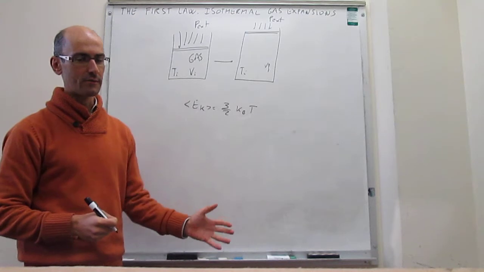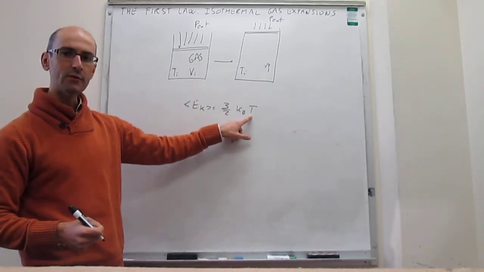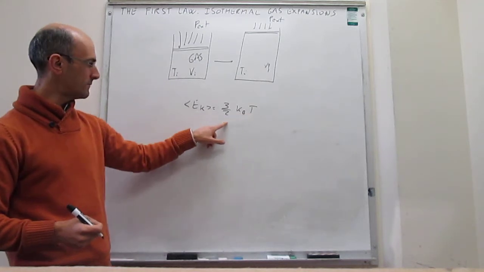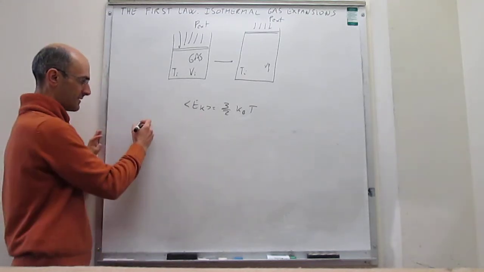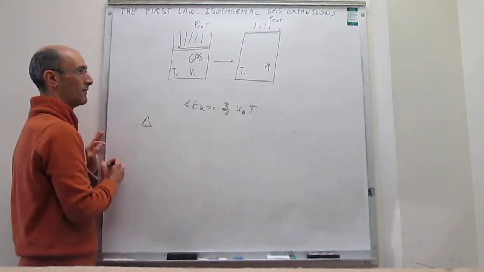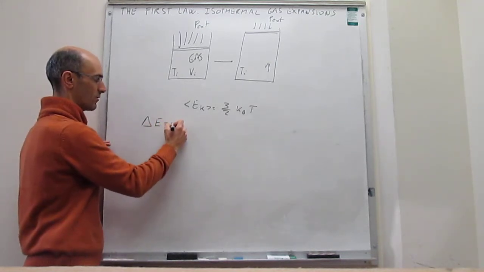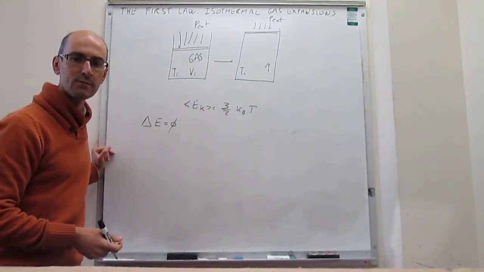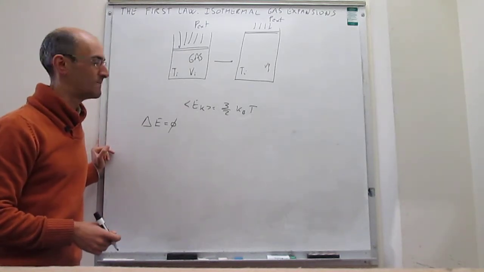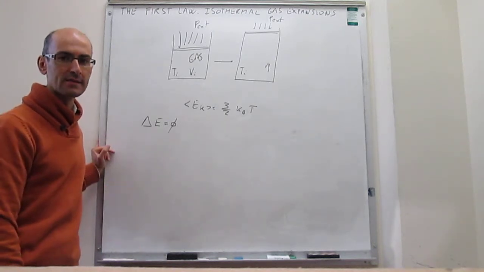But here's something very interesting. Notice that in this expansion, the temperature doesn't change. So that means the energy doesn't change. This is important. For an ideal gas, if you have an isothermal expansion, then the change in total energy has to be zero, because the energy only depends on temperature, and temperature is not changing. That is the key of this isothermal gas expansion.